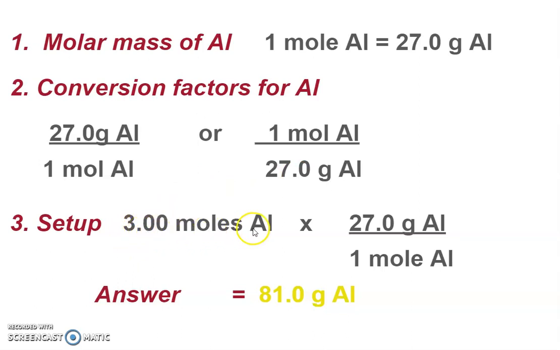Okay, so now I go back to my problem and I say, okay, well, I'm given 3 moles aluminum. So moles is on top. So I need to cross out moles and get to grams. So then I'm going to put moles on the bottom. So moles cross out, and I wind up with grams on top. And then I'm just going to multiply 3 by 27 to get my answer of 81 grams of aluminum. Okay, so hopefully that's starting to become a little more routine. We'll do more practice problems, so don't worry.